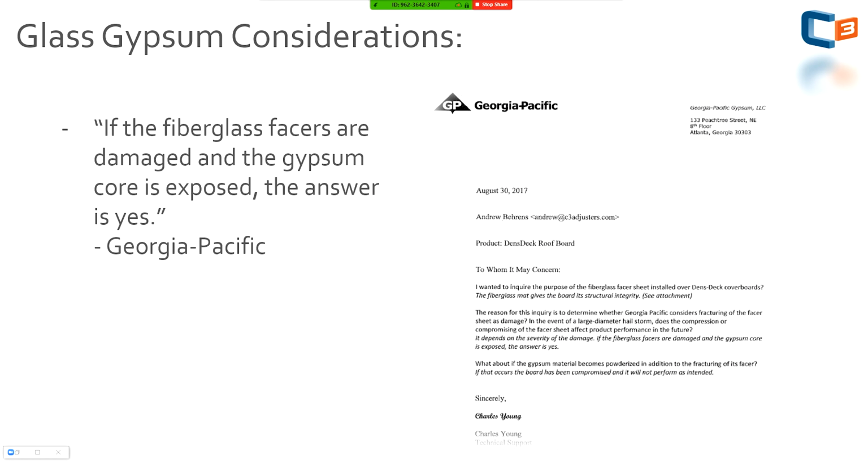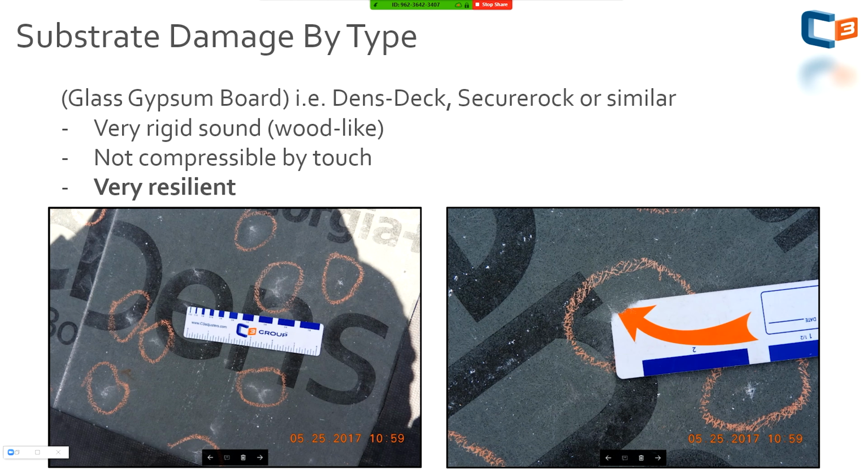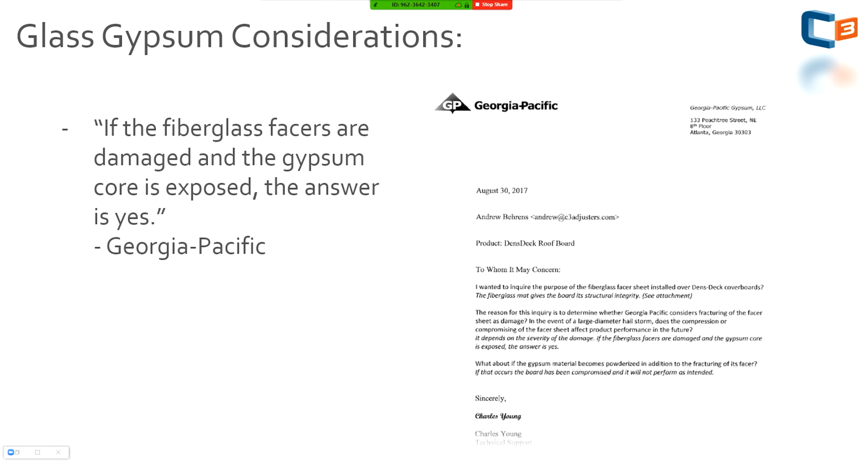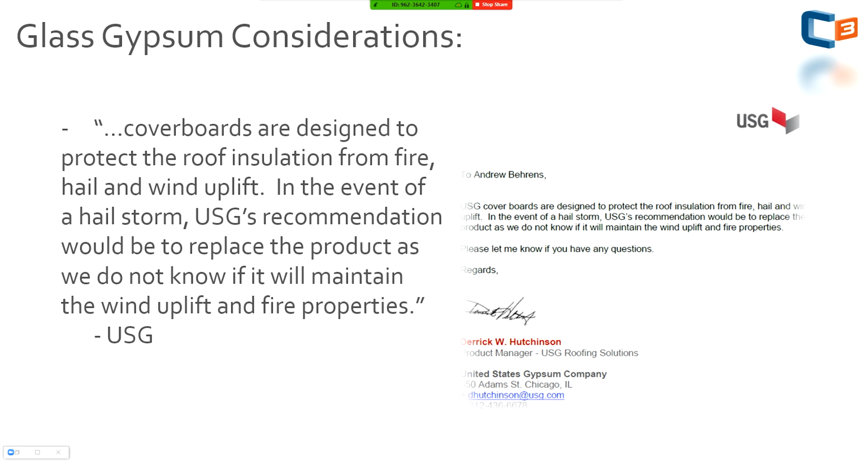So in this case, we went to Georgia Pacific, which was the manufacturer of this product. And we just asked them, what constitutes damage to your product? And they basically said if the fiberglass facers are damaged and the gypsum core is exposed, the answer is yes, it is damaged. We reached out to USG, who makes SecureRock, basically the alternative product. And they said the same thing.